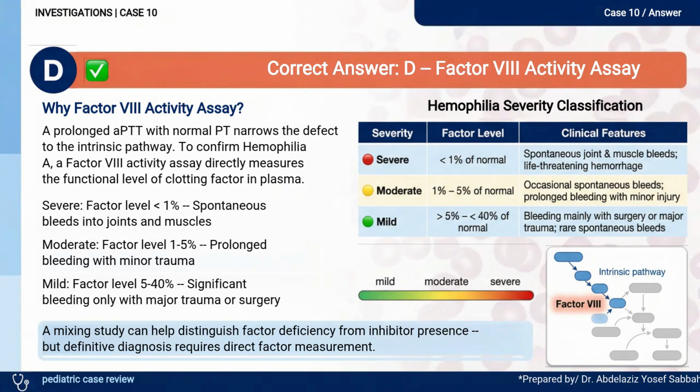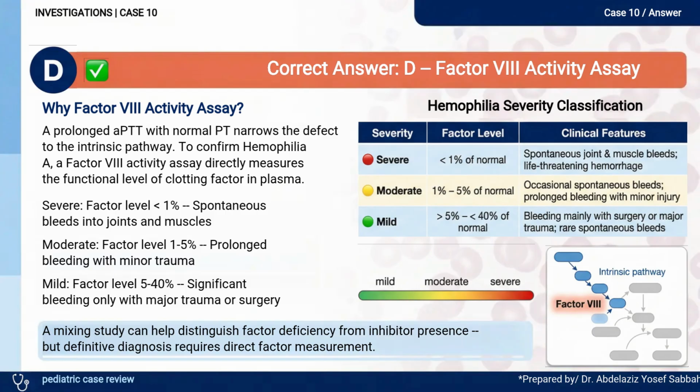Hemophilia severity is classified by factor VIII level. Severe means less than 1% of normal, associated with spontaneous joint and muscle bleeds and life-threatening hemorrhage. Moderate means 1 to 5% of normal, associated with occasional spontaneous bleeds and prolonged bleeding with minor injury. Mild means greater than 5 and less than 40% of normal, associated with bleeding mainly with surgery or major trauma and rare spontaneous bleeds.